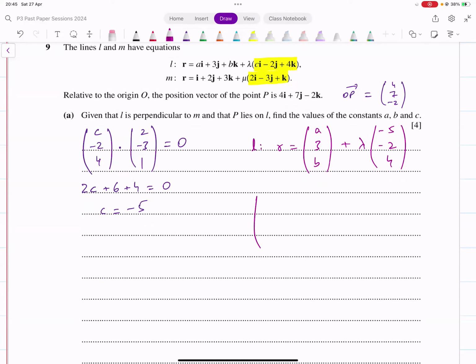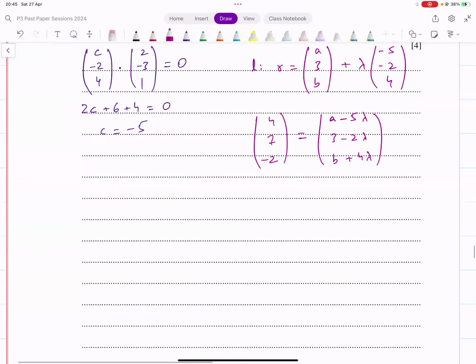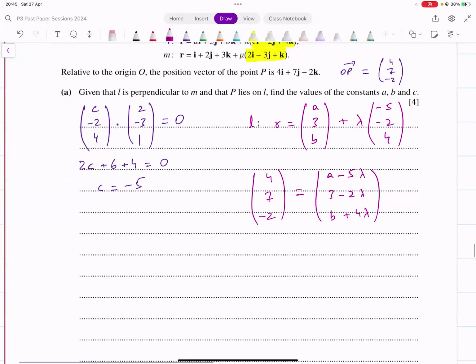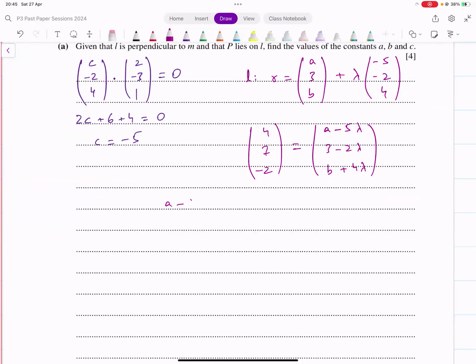We equate it to that point, 4, 7, minus 2. In place of r, we input that point. On the right side, let's simplify this. We have a minus 5 lambda, 3 minus 2 lambda, and b plus 4 lambda. Just equate them and see what that gives you. a minus 5 lambda equals 4. That's one equation. 3 minus 2 lambda equals 7. And b plus 4 lambda equals minus 2.